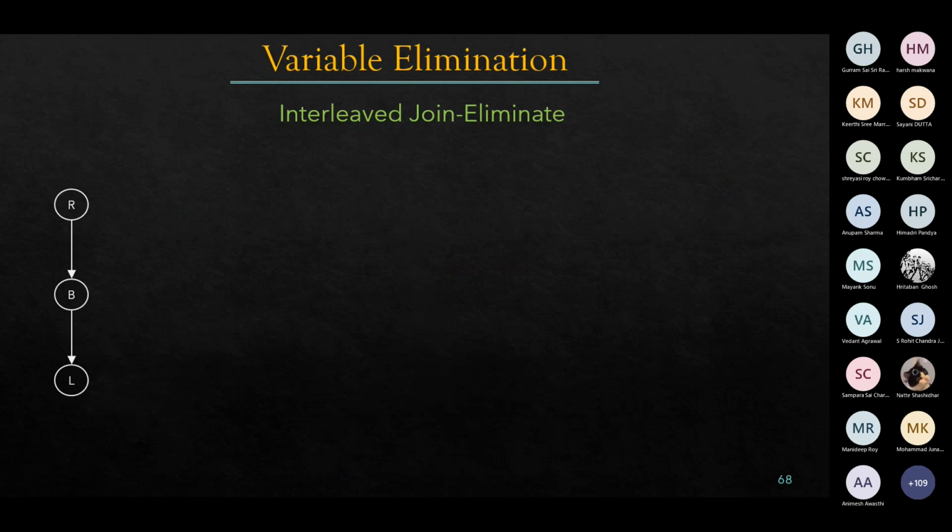Now, on the contrary, in variable elimination, what we do is perform a join and eliminate operation in an interleaved way, right? So we first join, then we eliminate, then we go for join, then we eliminate and keep on doing this. So let us take the same example and try to see what kind of computation we will be doing if we perform variable elimination to compute the same quantity, that is probability L, right?